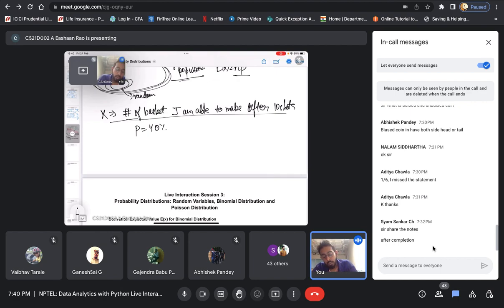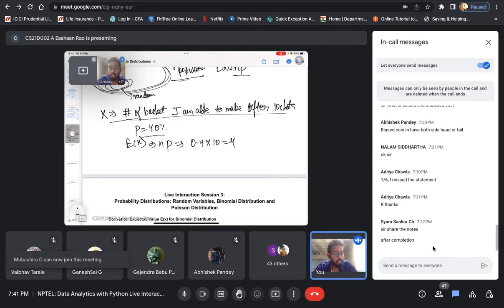So if I extract the value, I know that the probability of getting it in is 40%, and if I'm making 10 shots, if I find the explicit value n dot p, I will get 0.4 into 10, that is 4. So on average, of the 10 shots that I am putting, I may be able to put 4 inside the basket, and the rest I am not able to get, right? So this is one way of looking at it.